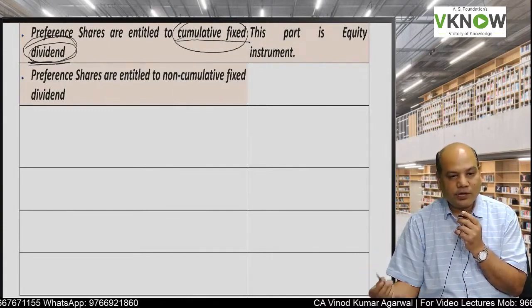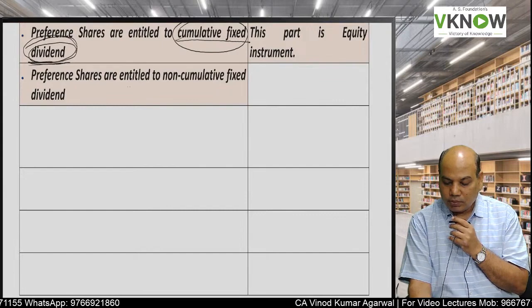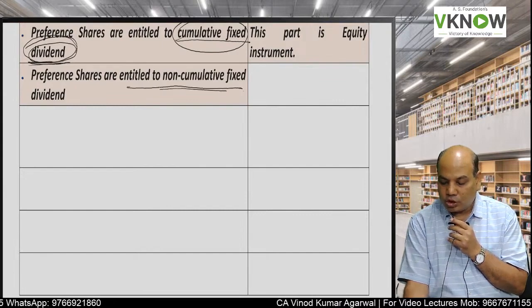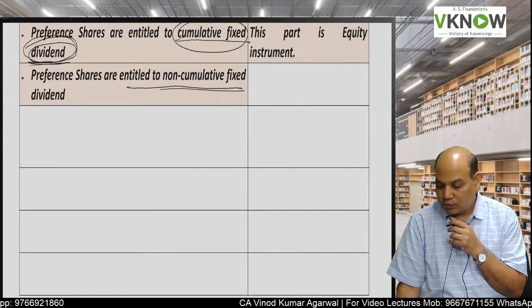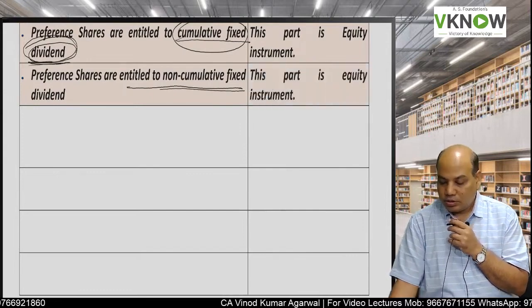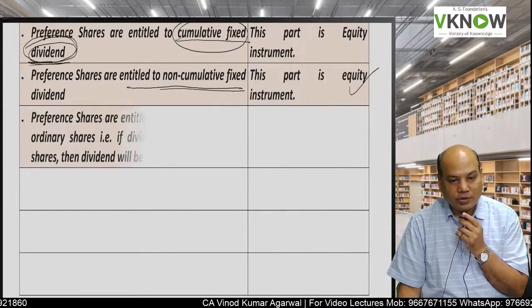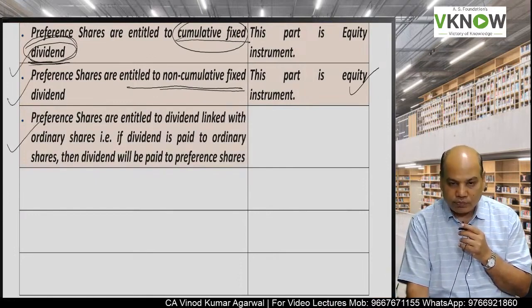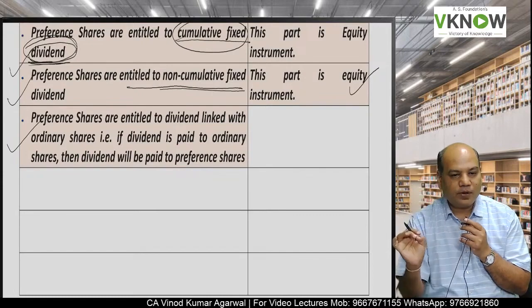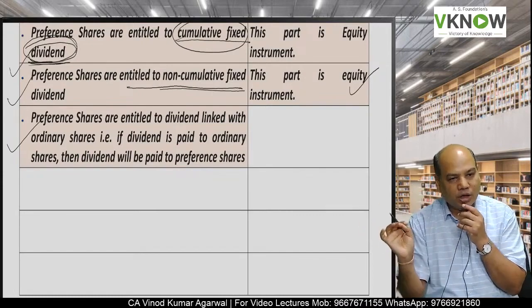Next question. Preference shares entitled to non-cumulative fixed dividend. Non-cumulative means it will not accumulate. So that will also be treated as equity instrument. Okay, question for you. This can be an exam question, whether the following preference shares are equity or liability.